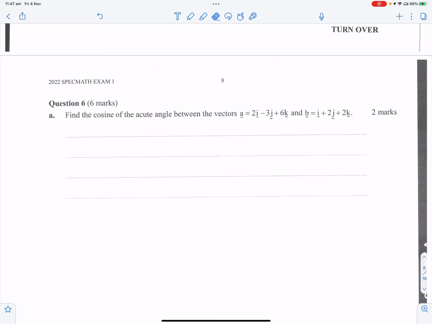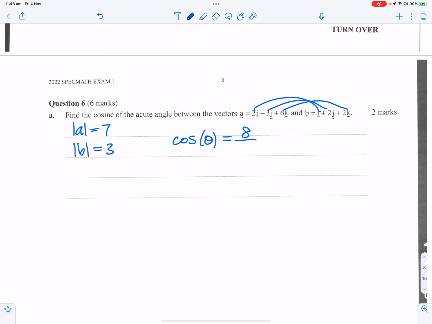Find the cosine of the acute angle between those vectors. So first, let's find the magnitude of a. 4, 9, 36, 49. Square root is 7. 1, 4, 4 is 9. Square rooted is 3. We know cos of theta is the dot product of these over the magnitudes. So 2 minus 6 is minus 4 plus 12 is 8, on 7 times 3, which is 21.